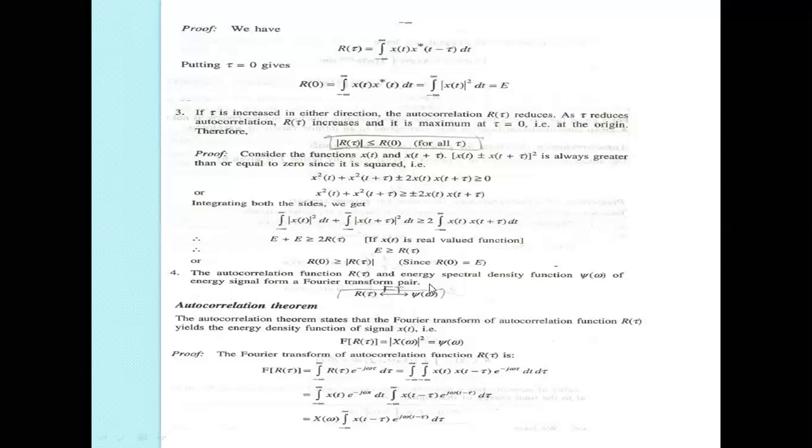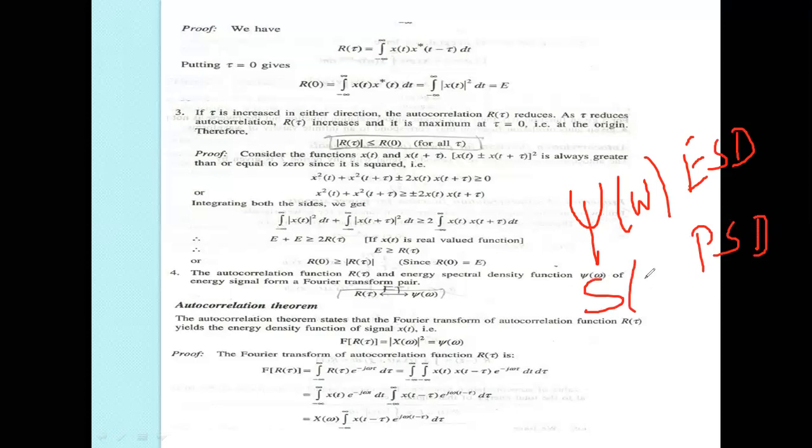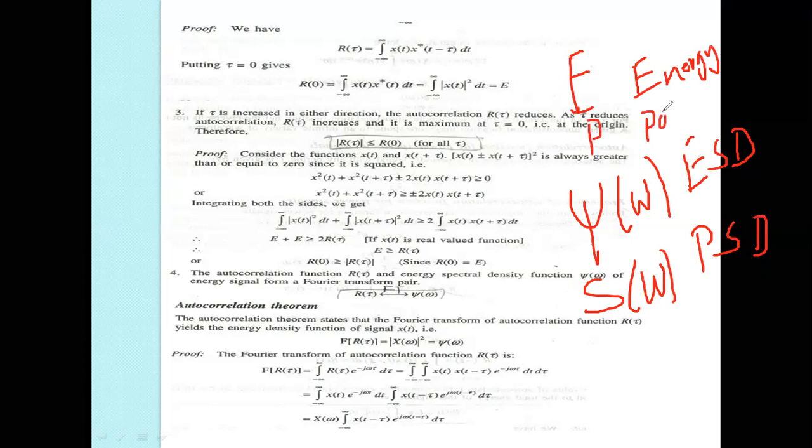Now, a new word we got: energy spectral density, represented as psi of omega. See here, energy spectral density, psi of omega. Now the power spectral density, S of omega. Remember that. Energy signal is E, power signal is P, and the energy spectral density is psi of f, power spectral density is S of f.